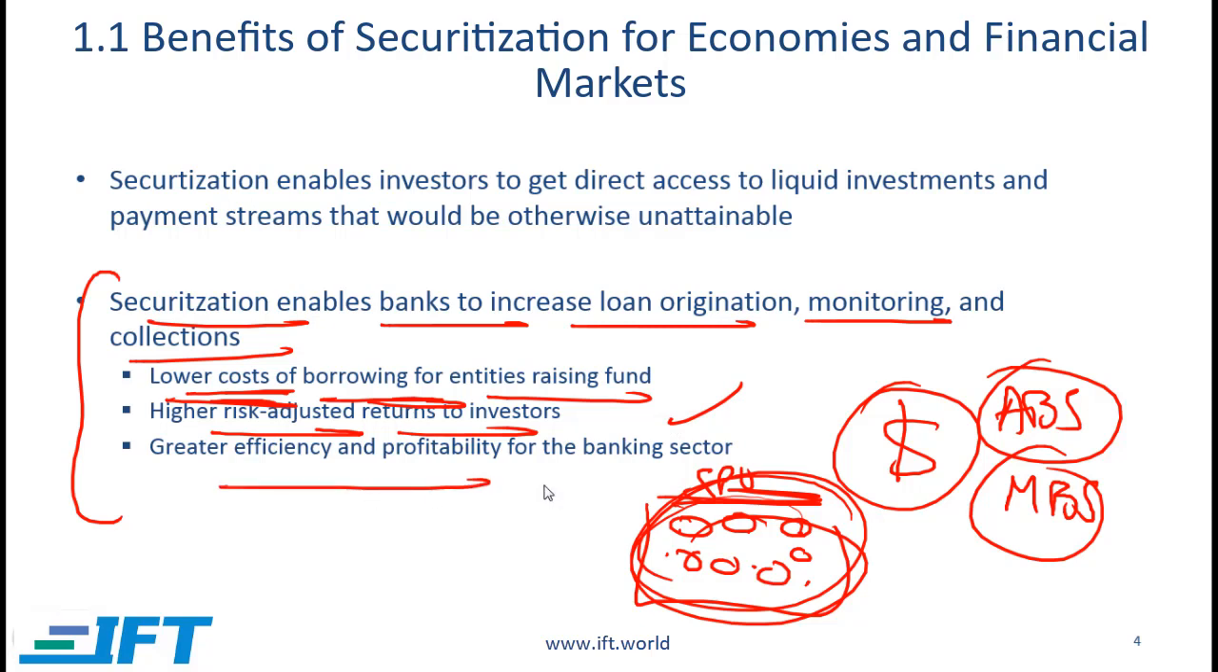Greater efficiency and profitability of the banking sector. This is a larger point. Generally, at least in the United States market, the mortgage-backed securities are extremely liquid. They have a good secondary market, because of which the financial markets become more efficient.